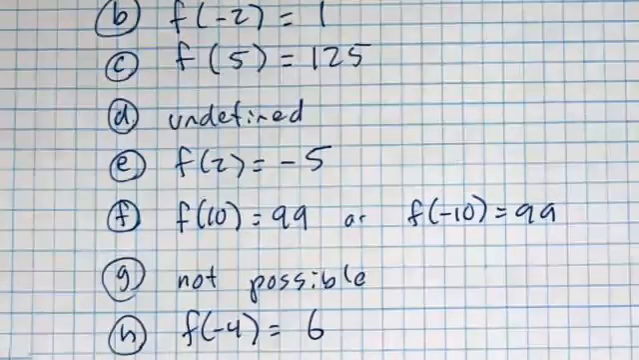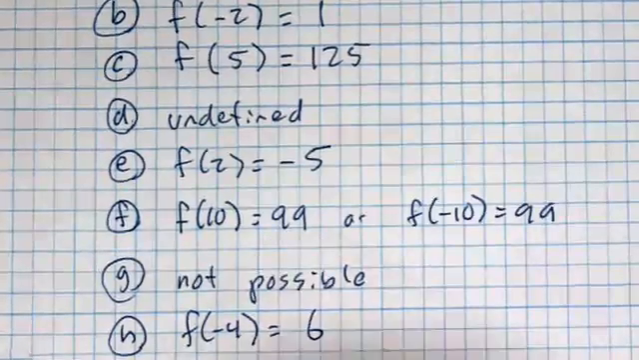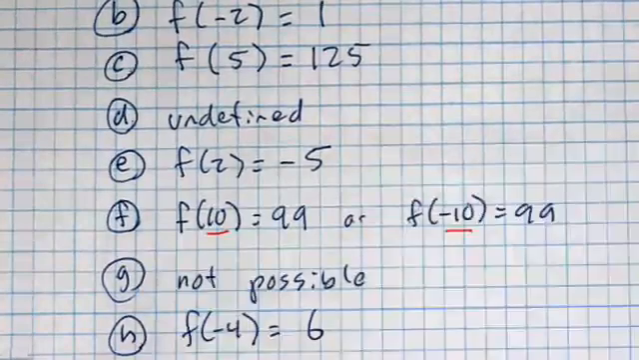For part E, f of 2 equals negative 5. Sounds like maybe we want to go over that one. Okay, we'll go over that in a moment. For part F, they kind of switched it up on you. They told you that we wanted to get 99 for an answer, and they were asking you to figure out what we need to put into it.